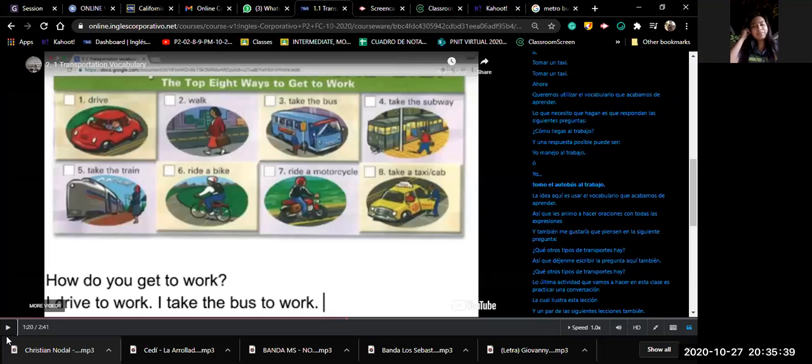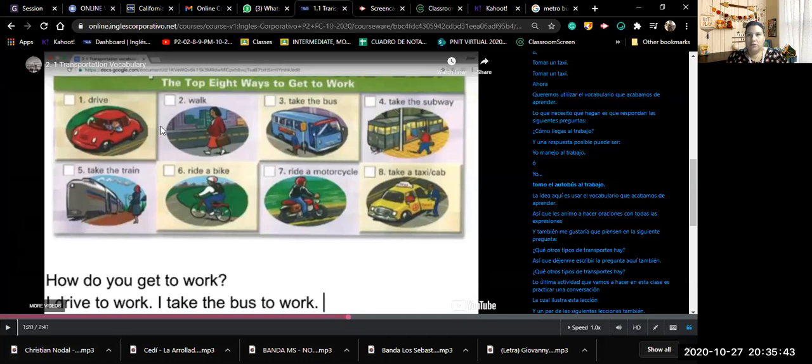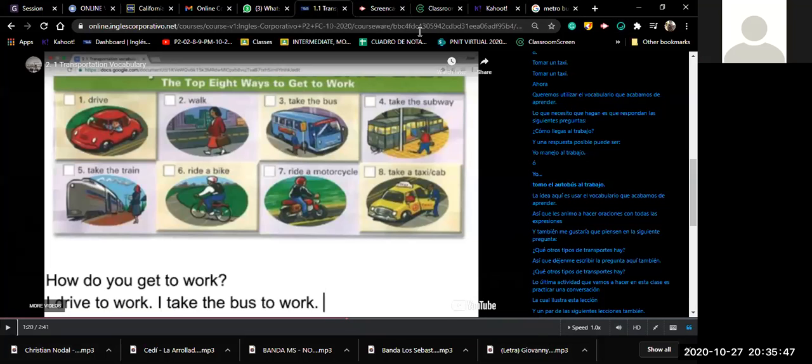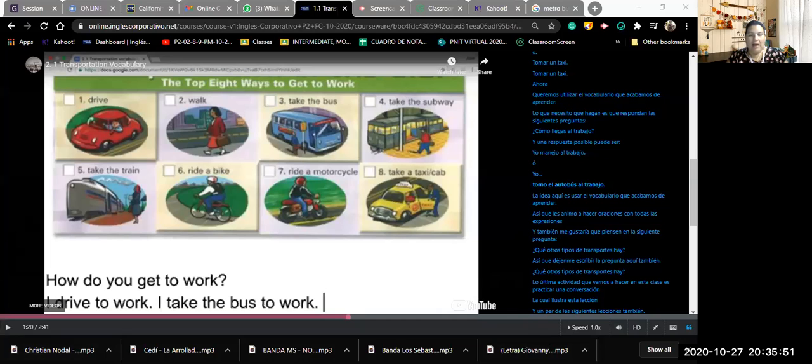Okay. Ahorita les escribo en chat. I'll do it in chat. It would be, I take my company's transportation to go to work. Okay. It's not public transportation, or I take private transportation to work. También. Si fuera público, transporte público, I take public transportation to go to work. Okay. So I take public transportation to go to work.